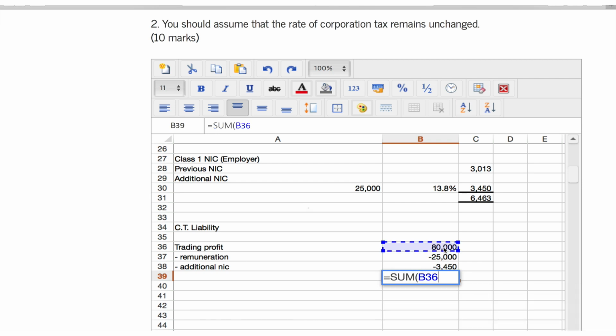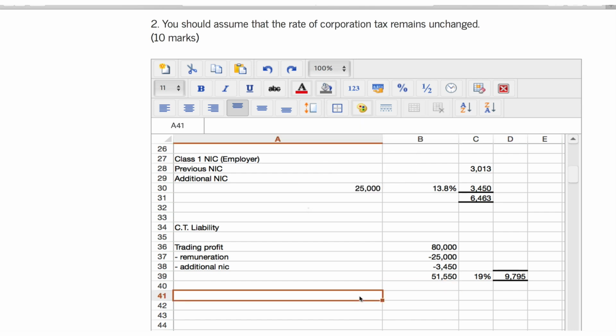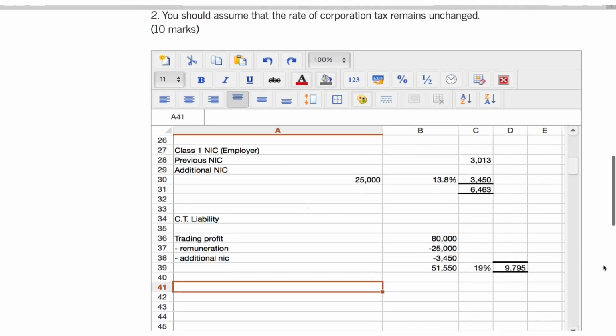So subtract the 3450. What is this total? Let's see, from here until over here, this gives me 51,550, and the corporation tax rate is of course 19%. Therefore, what is the additional liability, or what is the liability that I will have to pay if I give it as remuneration? It will be the 9795. Okay, so we have dealt with the remuneration part of all of this.